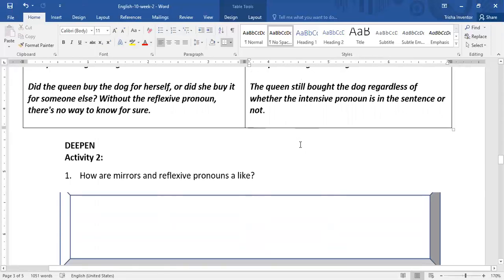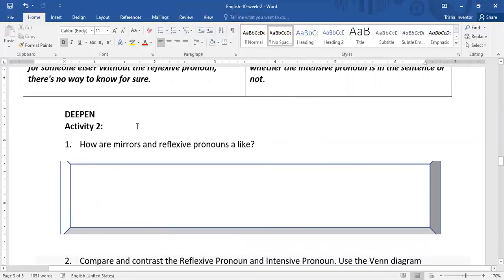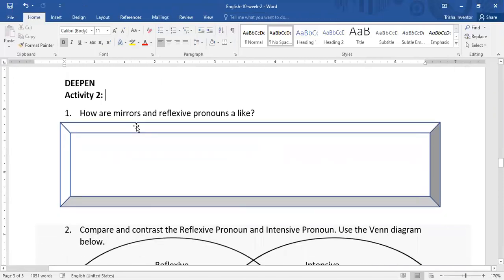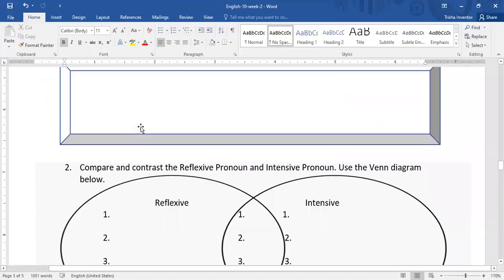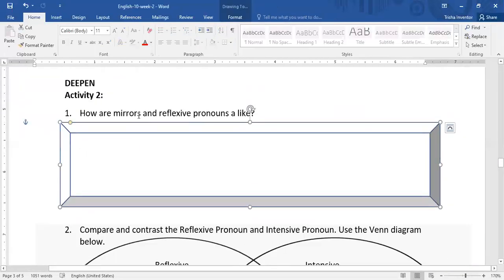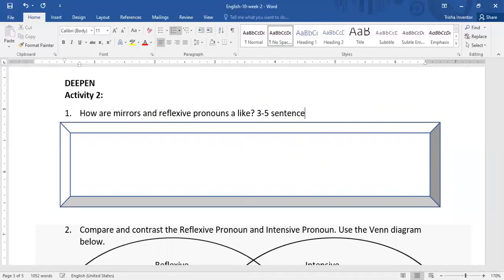Okay, that's it. And then in here in the deep pen, we have an activity, two activities actually. So first is, how are mirrors and reflexive pronouns alike? So what are the similarities of mirrors and reflexive pronouns? So you put your answers here. So again, it's in a sentence form. Okay, class, I want you to limit your sentence to at least 3 to 5 sentences lang. Okay, I'm okay with just 3 to 5 sentences.